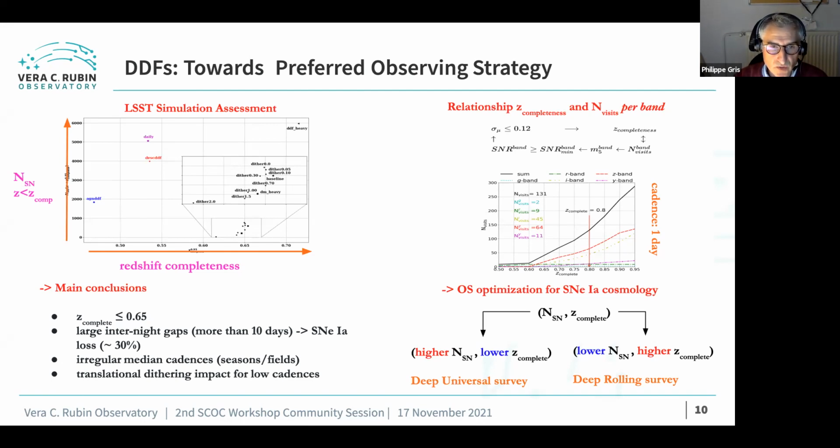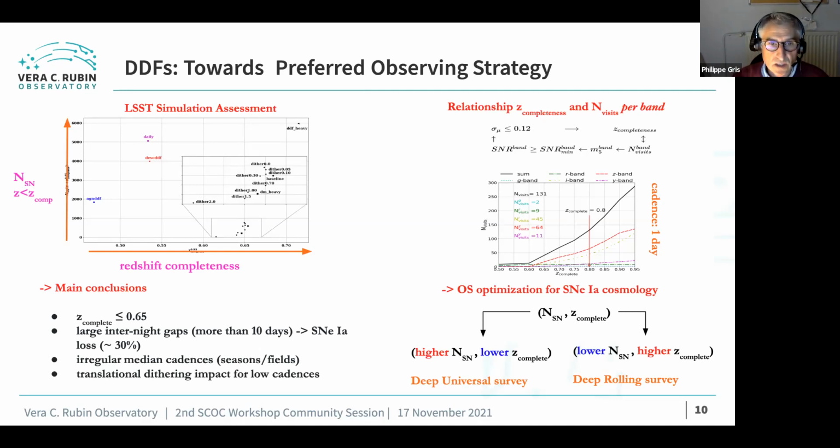There are also some irregular median cadences, no uniformity between seasons and fields. And finally, for what concerns the translational dithering, we've shown that there was an impact for low cadences. Low cadences here meaning cadences bigger than 3 days.